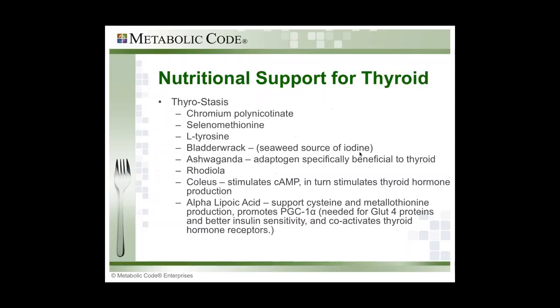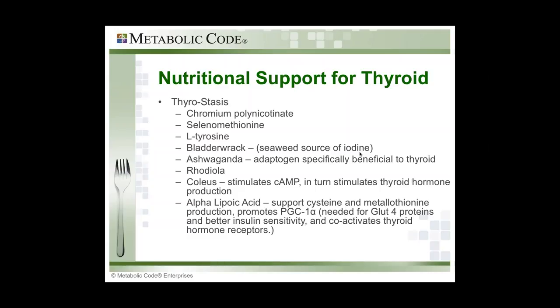So in the Metabolic Code program, we have put together a blend of nutrients in our product called Thyrostasis that contains all the key nutrients that we need to make thyroid hormones. So it contains a nice absorbable form of chromium, selenomethionine, which is the best form to take selenium in, some tyrosine itself, and a little bit of bladderwrack to be a source of the actual iodine. Bladderwrack is a seaweed that's high in iodine. It's a brown seaweed, also called fucus.